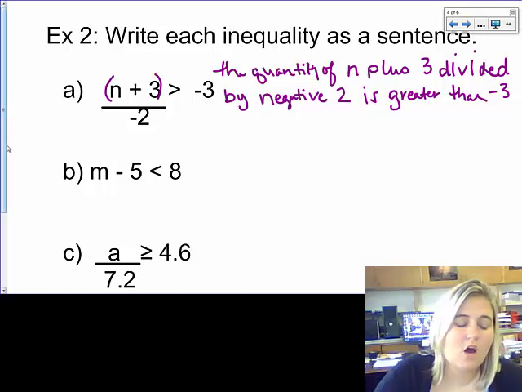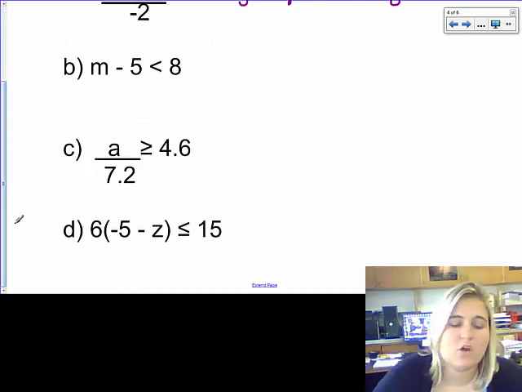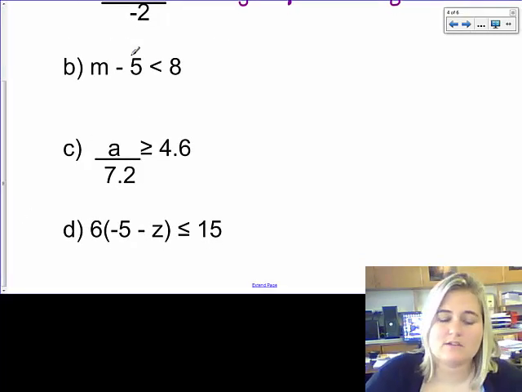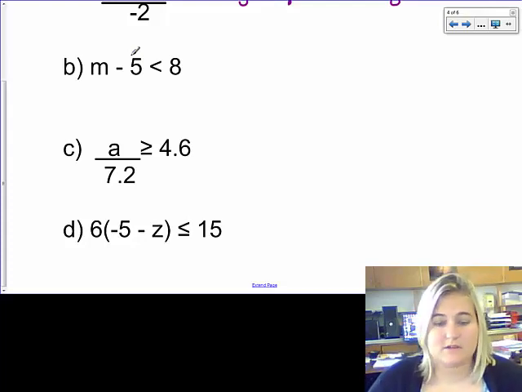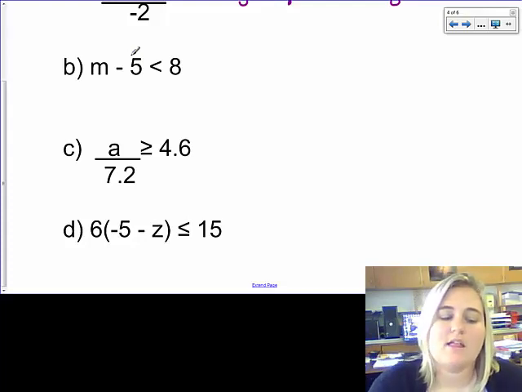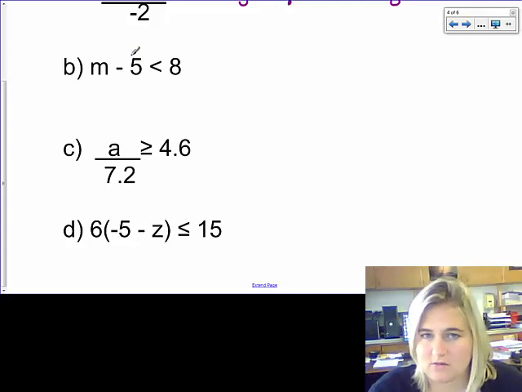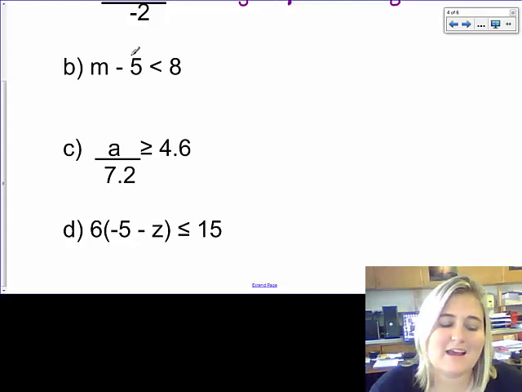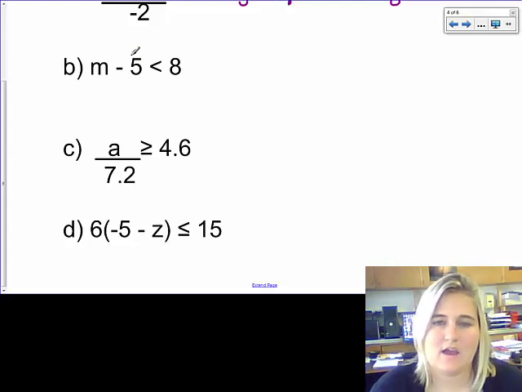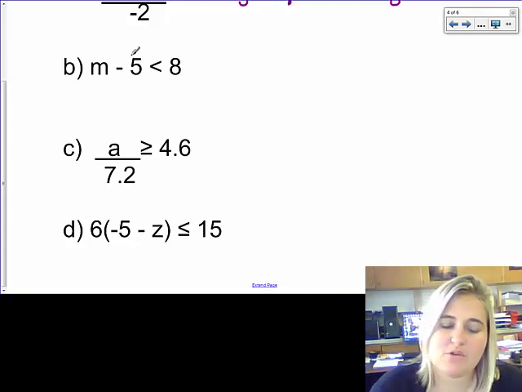On B, we would say the difference, and I'm not going to write all these because that takes way too long, as you just saw. Okay, the difference of m and 5 is less than 8. So you need to make sure that you write that out. I want you to pause, and I want you to come up with your own for C and D, and then you can hit play. So come up with your own for C and D.